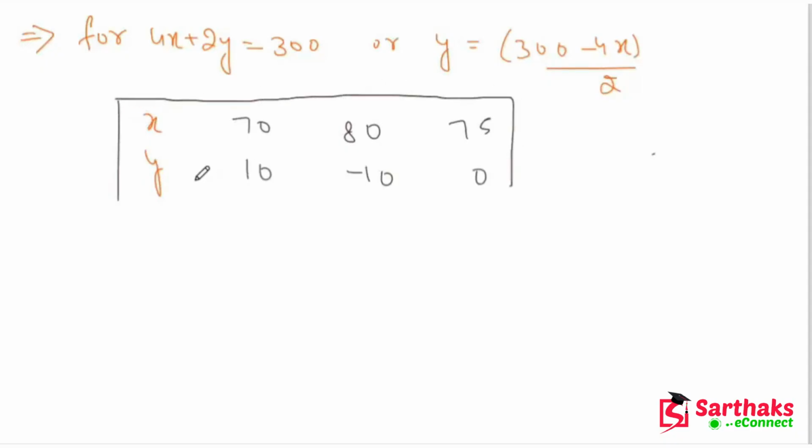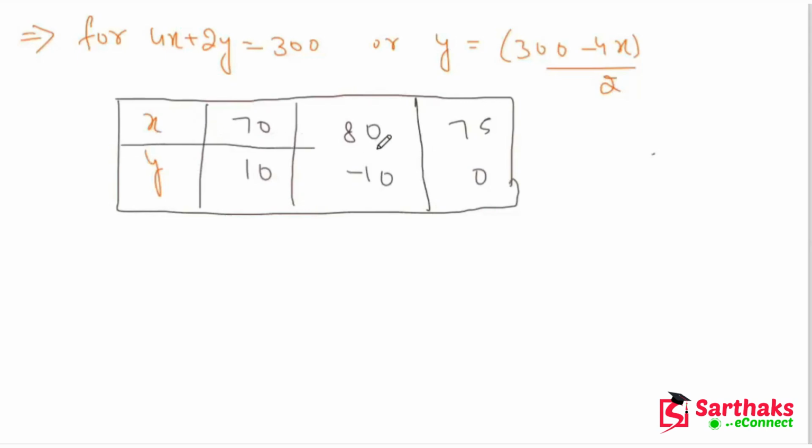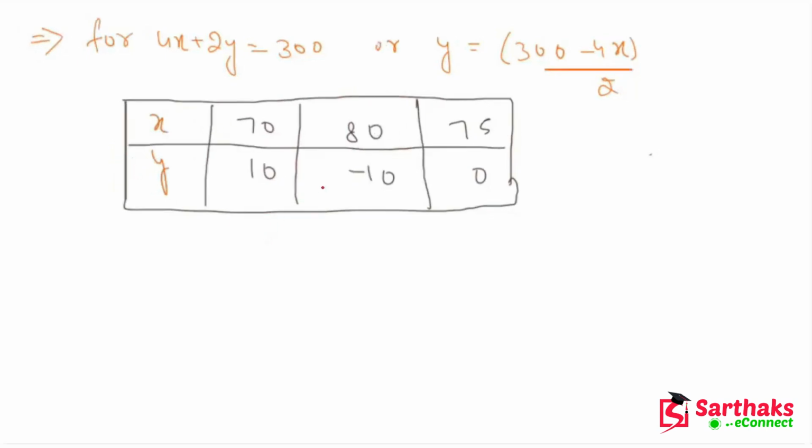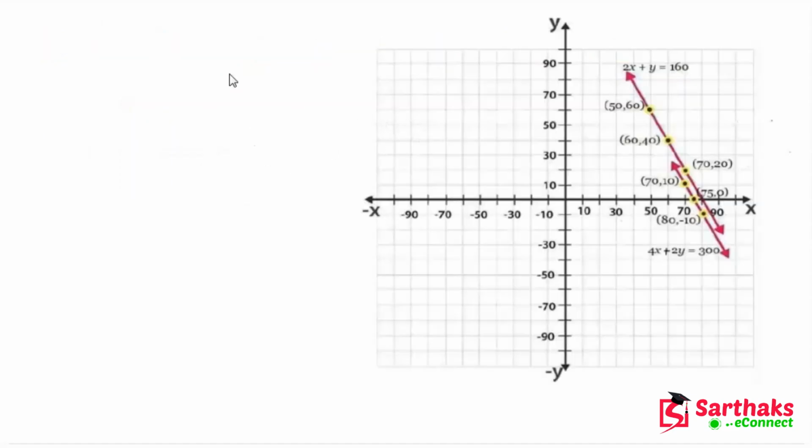So now, my dear friends, with the help of these coordinates, we are going to draw a straight line. Now you can see that we have two straight lines. First line is 2x plus y is equal to 160, and second is 4x plus 2y is equal to 300. My dear friends, I hope you get this point.